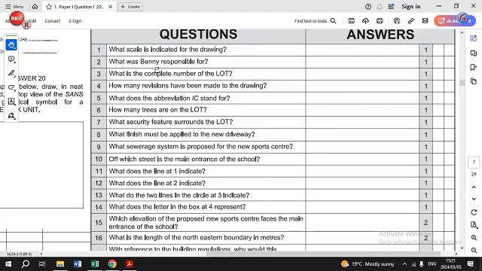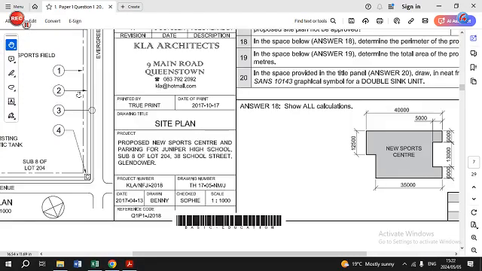Question number 2, what was Benny responsible for? Benny's name appears here where he has drawn this specific plan or he has prepared this specific plan. So either drawn or preparation of this specific plan would suffice as an answer.